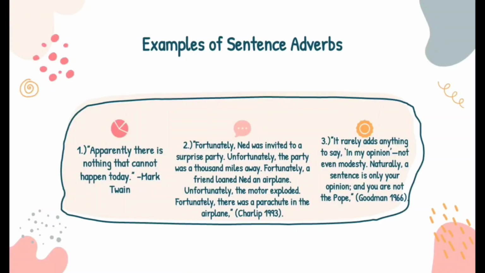And the last is: It is rare, as anything, to say "in my opinion", not even modesty. Naturally, a sentence is only your opinion and you are not the Pope.